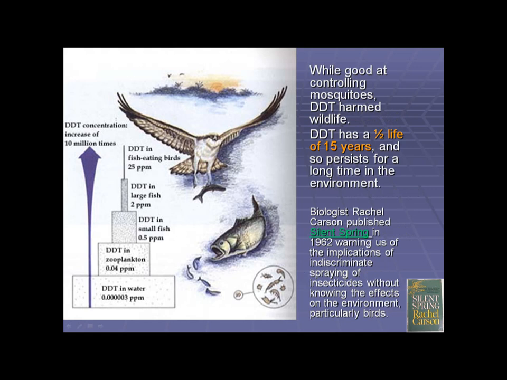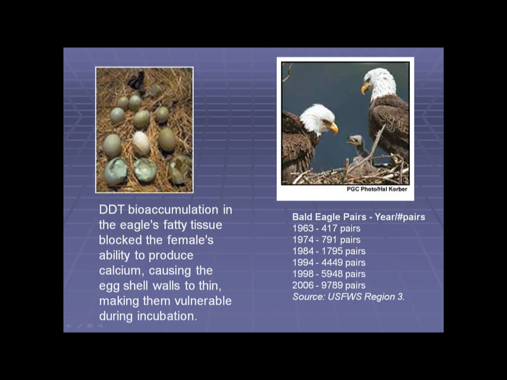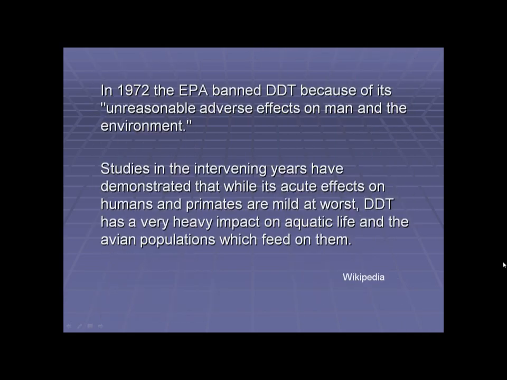So, while good at controlling mosquitoes, DDT harmed wildlife worldwide and persists for a long time in the environment. Biologist Rachel Carson published Silent Spring in 1962, warning us of the implications of indiscriminate spraying of insecticides without knowing the effects on the environment, particularly birds. So there you can get more information.